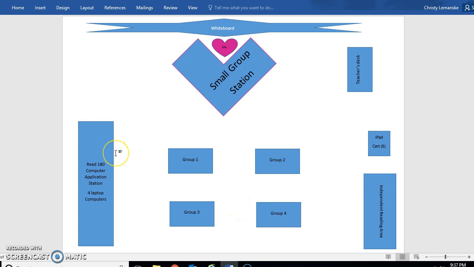Right now, we do not have one-to-one. We have 4 laptops where students move to this station to get on the Read 180 computer application.